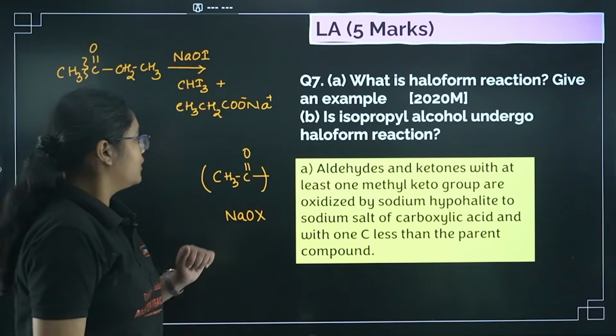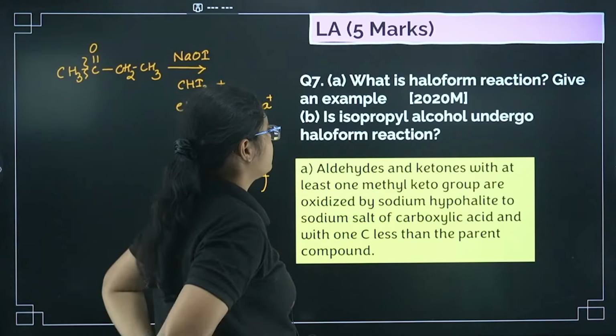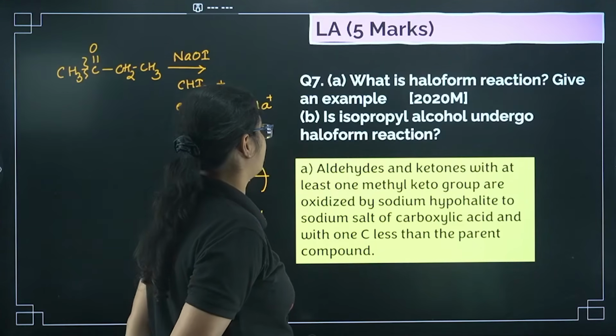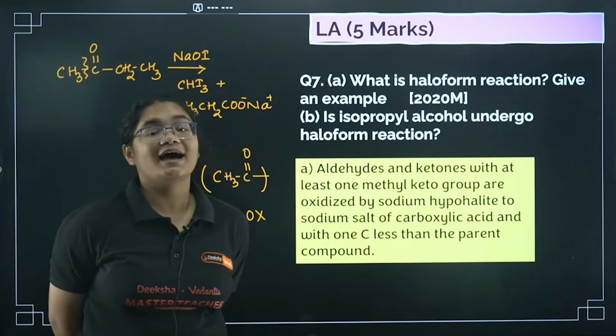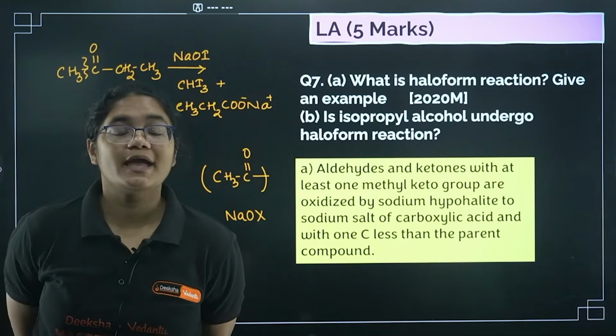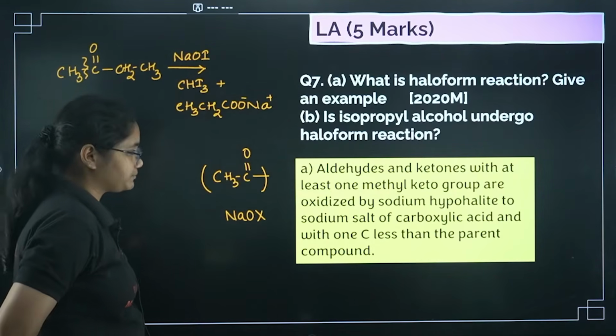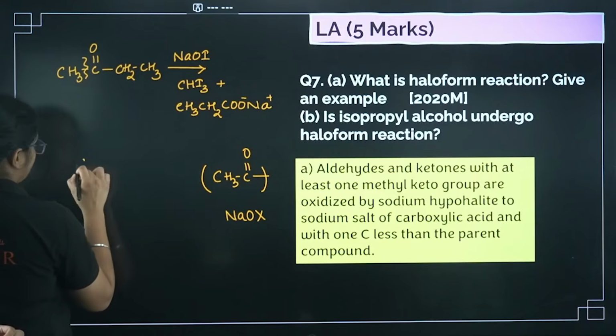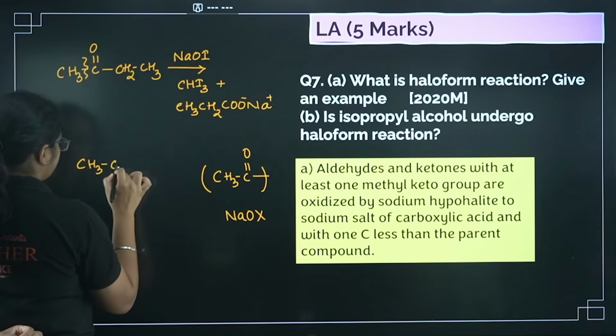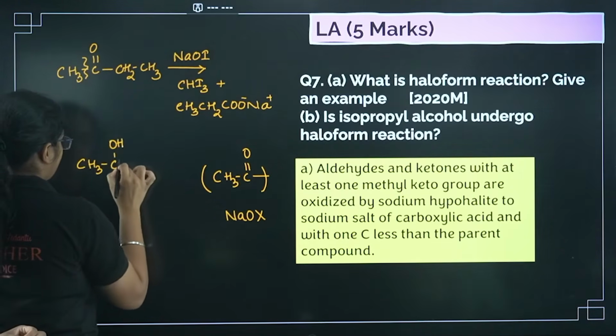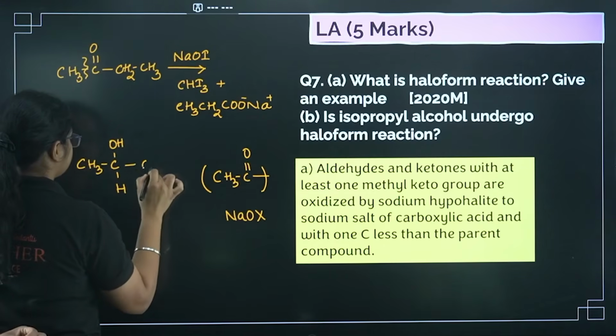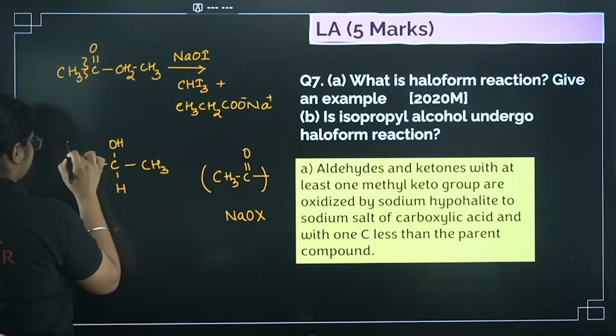Clear? Okay, next we have: will isopropyl alcohol undergo haloform reaction? Okay, isopropyl alcohol will undergo haloform reaction or not. So if you see, isopropyl alcohol structure is CH3CHOHCH3.